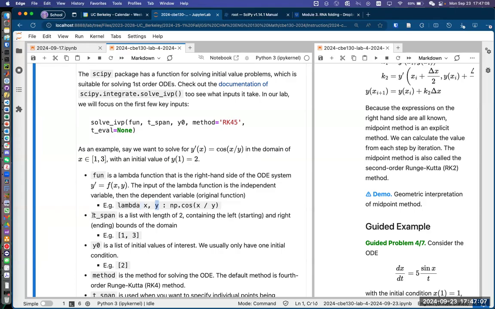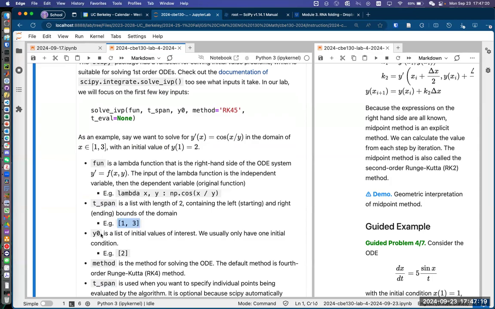And the t_span is the range that we want to evaluate it in. So the range domain we want to evaluate at is from 1 to 3, so we will input as a list 1, 3. y0 is a list of initial values, but we usually only have one initial value. So here the initial value is 2, so we input a list of 2.